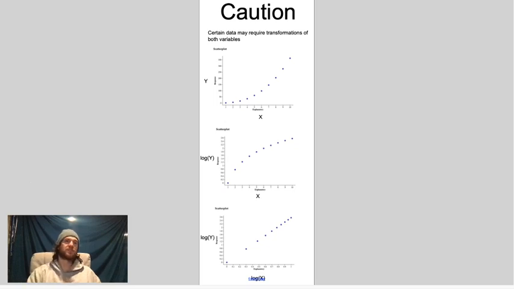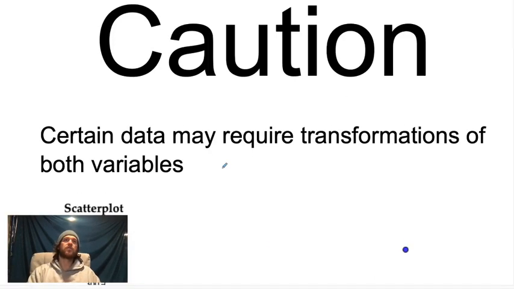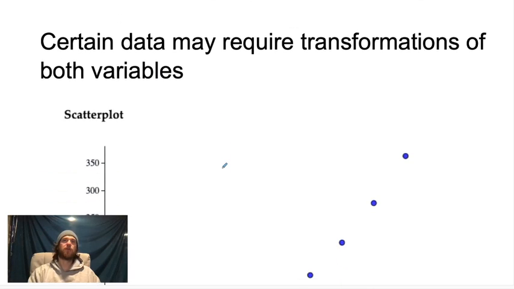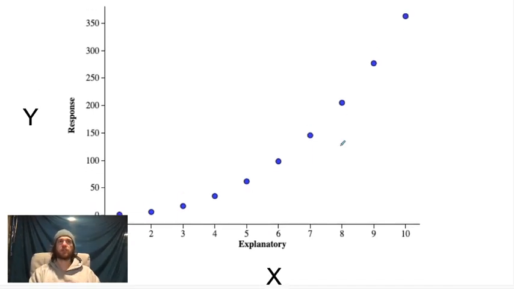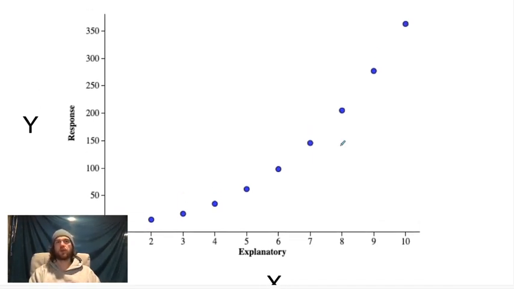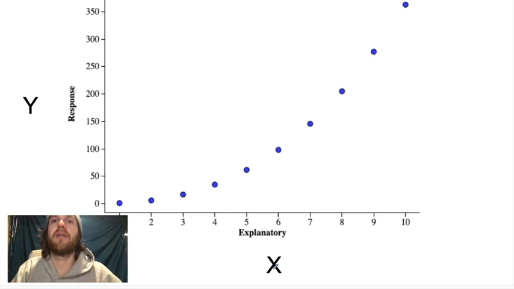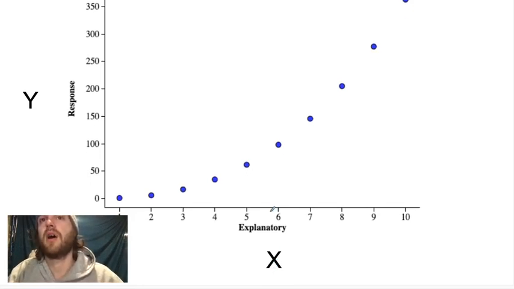Okay, first, this is a lot here. Certain data may require transformations of both variables. So here I have one that looks like it's growing kind of exponentially. It could be exponential, or it could be like a power, like x squared or something. It's kind of hard to tell, but it looks exponential to me. So what I did is, remember, I could take all the data points and apply the parent function like e to the x. That would be something plausible for you to do.